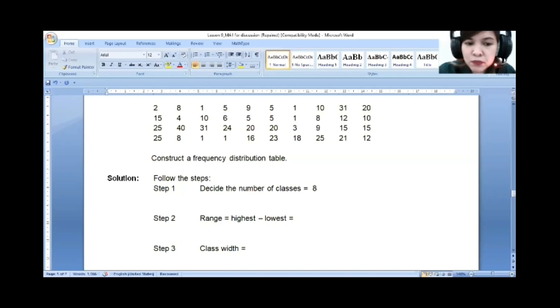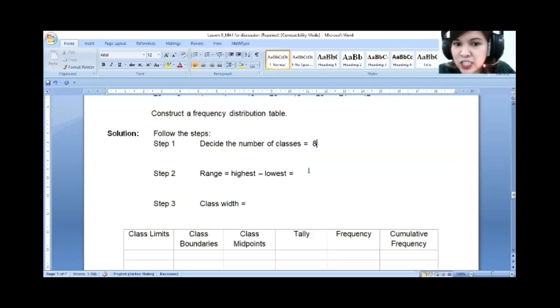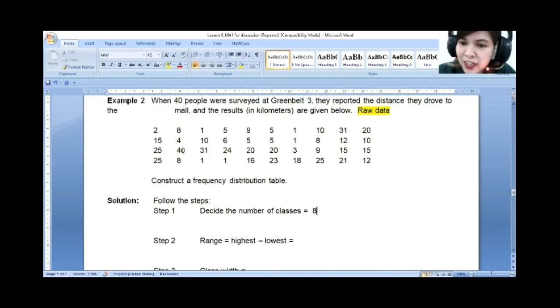Then number 2, compute for the range. That is the difference between the highest and the lowest score. So, if you look at these random numbers, the kilometers that people ran, what is the highest? How far? 40 kilometers. So, that is the highest. What is the lowest number of kilometers that a person ran to the mall? 1 kilometer. So, you list it.